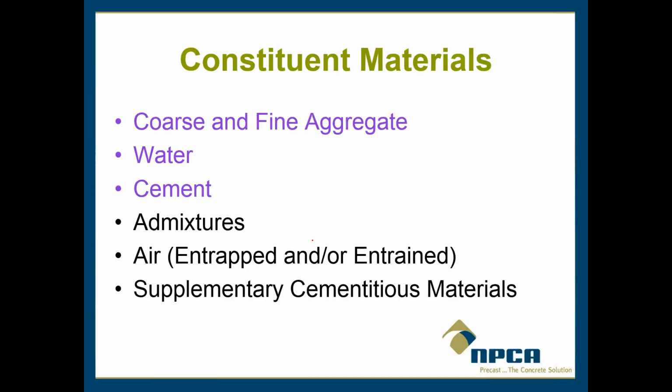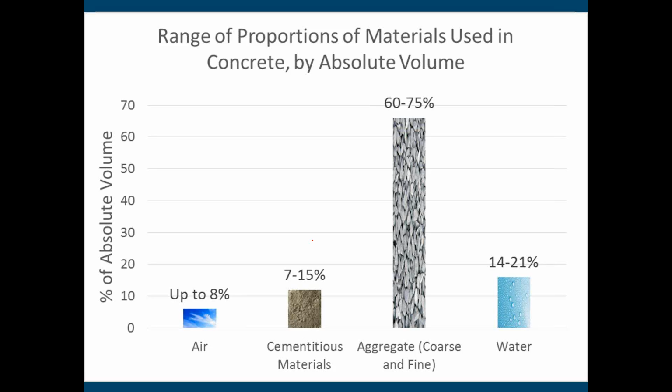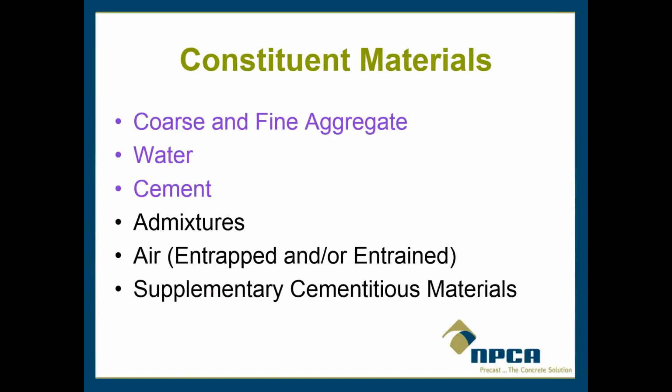So we talked about the 4 constituent materials. Those are the basics that your mix will have. So next we will get into the optional things that we can add. Also, air isn't really optional, but entrapped air is something that you're going to get no matter what. Entrained air is something that is optional. And did we have a question?